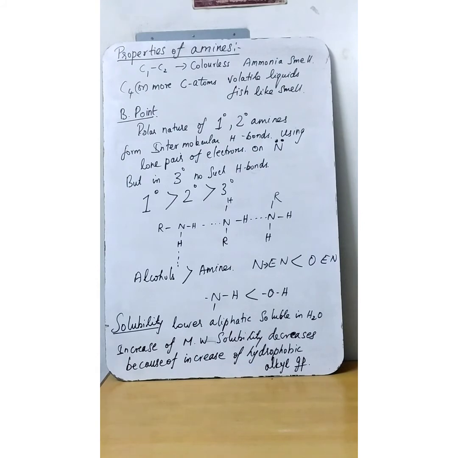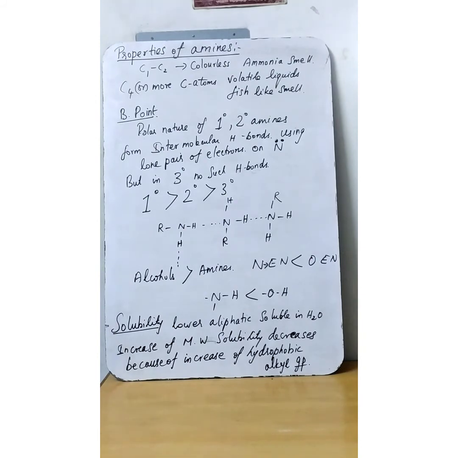If a hydrogen atom is combined with these three elements, then we can say there is a hydrogen bond. So in amino compounds, a bond is formed between hydrogen and nitrogen. This is an example of a hydrogen bond.